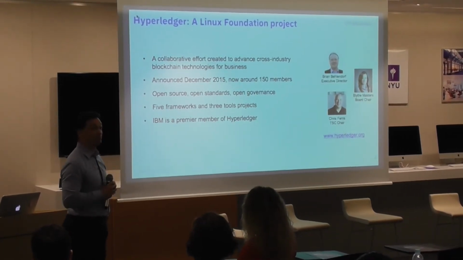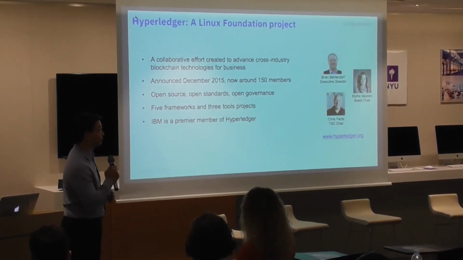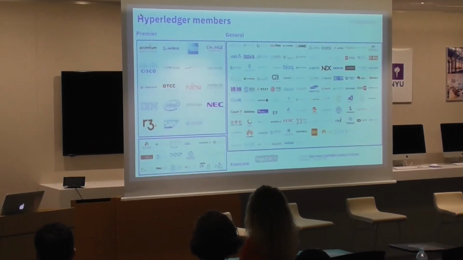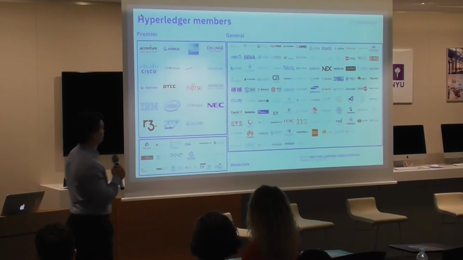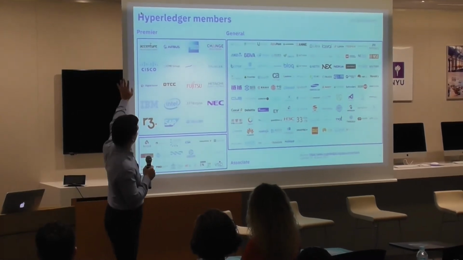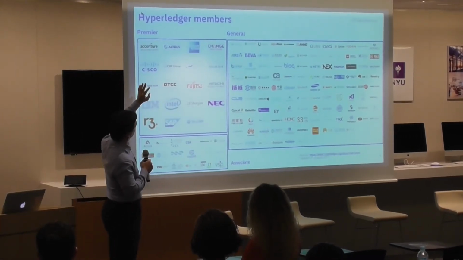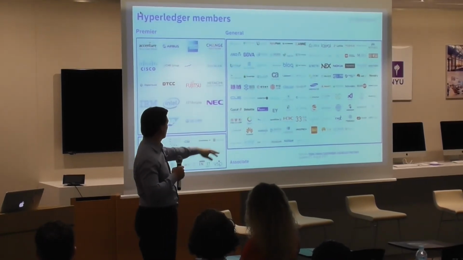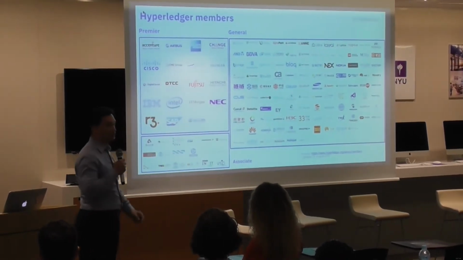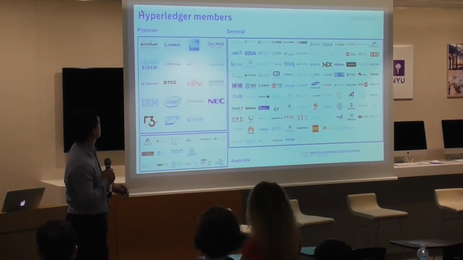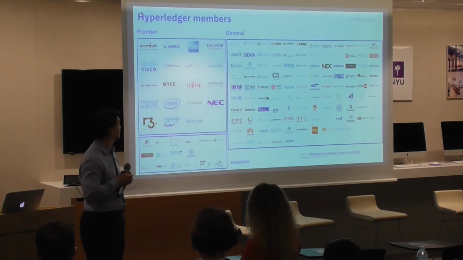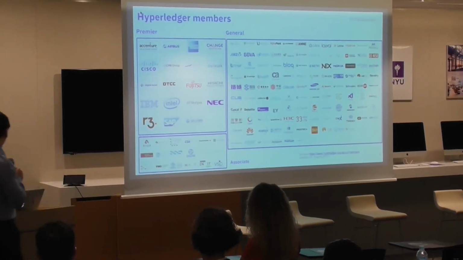And IBM is one of the premier members of it, and contributed a lot of code for free to Hyperledger. So here's a list of the roughly 150 members. You can see there's somewhere around 20 premier members. And what's the difference between premier, general, and associate member? It has to do with how much you've contributed to the project. So the premier members in general have contributed the most to the project, and IBM is one of those members.